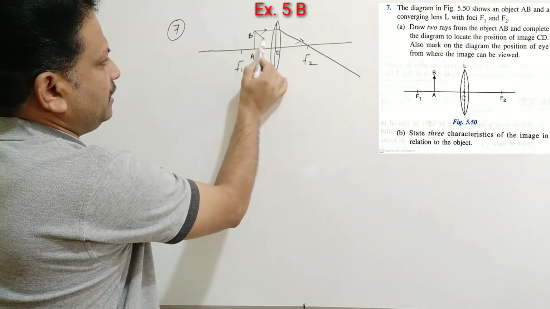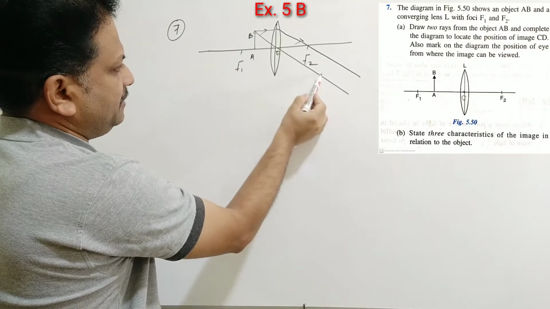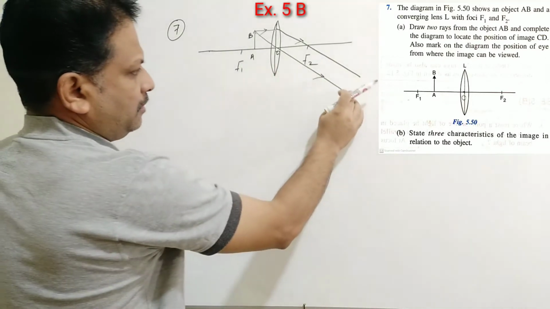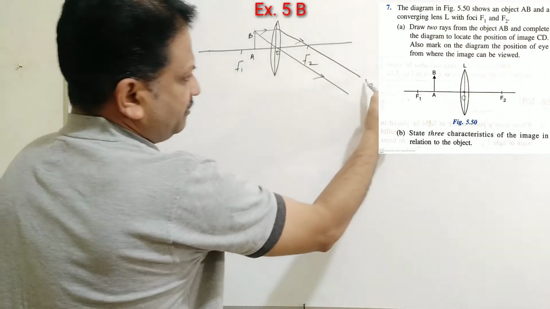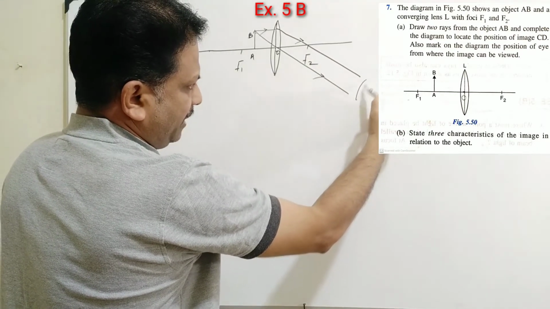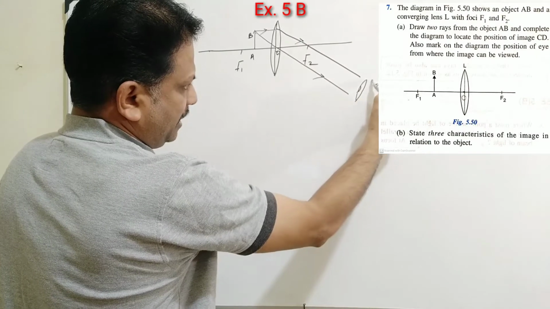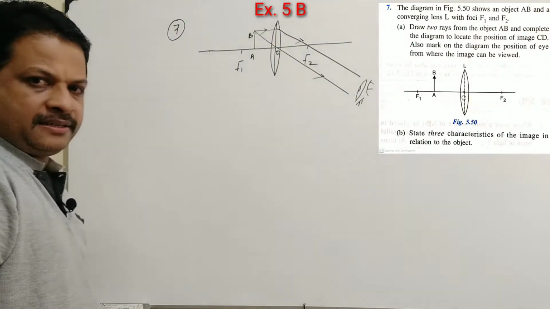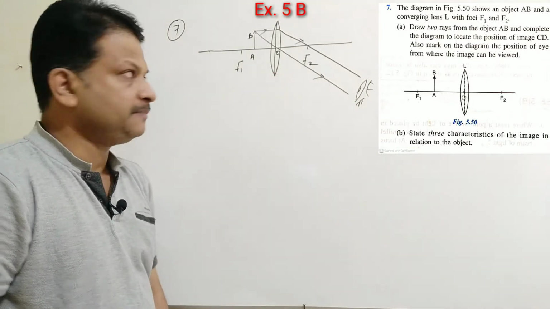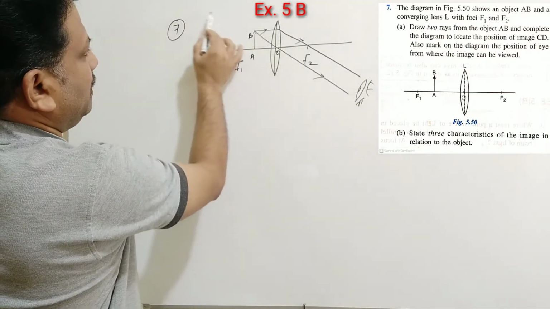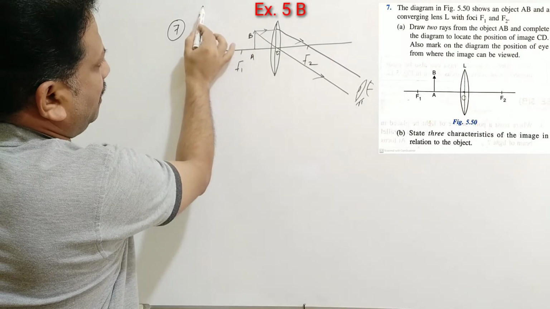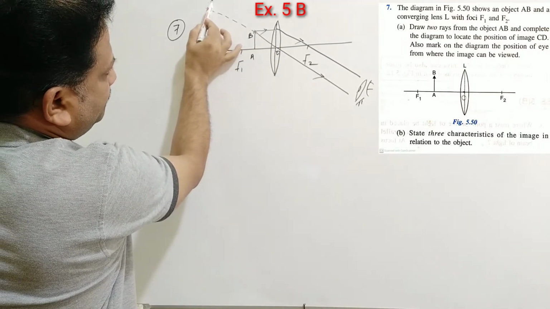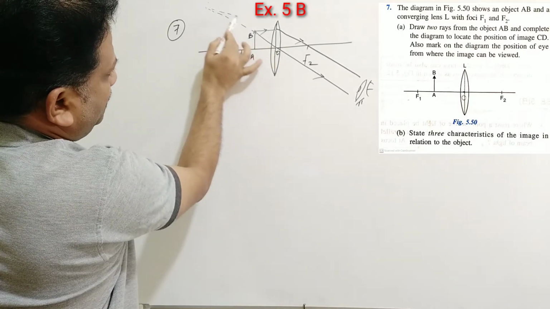A ray of light traveling through the optical center passes undeviated. Clear? And now an observer who is watching from here, we can locate the position of the eye. So draw the eye. This is the position of the eye where the light rays reach the eyes of an observer. For him, the light rays appear to be coming from somewhere here, so we produce it backward. Clear? Produce it backward.